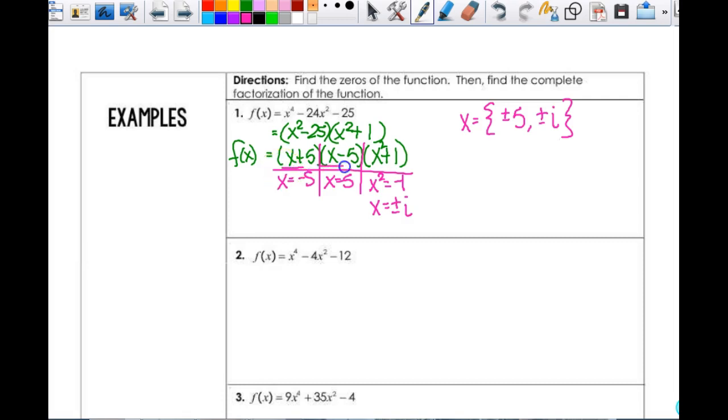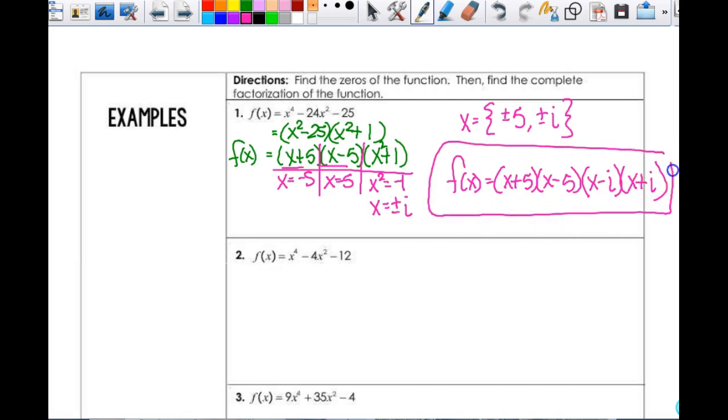Well, we already have two of the factors we know to use. f of x would be equal to x plus 5 times x minus 5. And that's where these are coming from, right? Which means this is going to give me x minus i and x plus i. Or plus and minus, it doesn't matter. That is my complete factorization. Just like that. So that's all we're doing. That's all you're doing. That's it, completely factored.